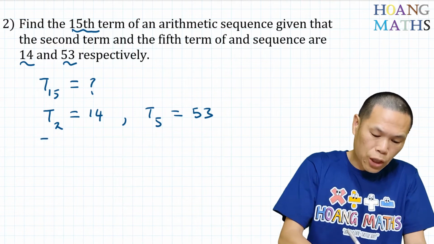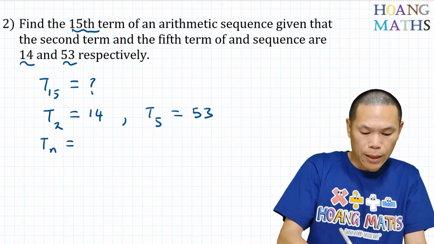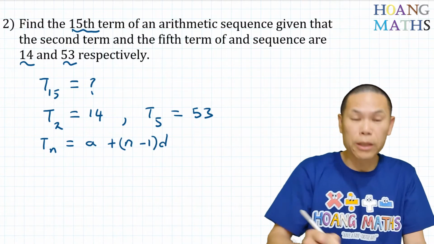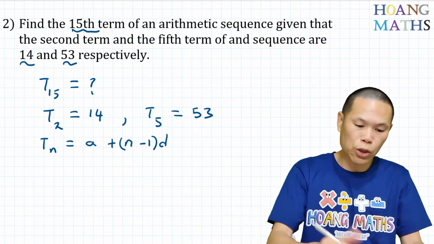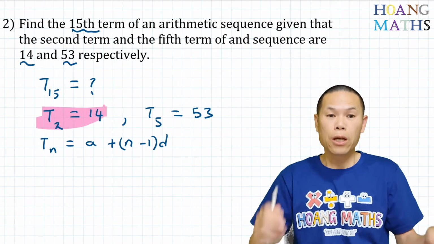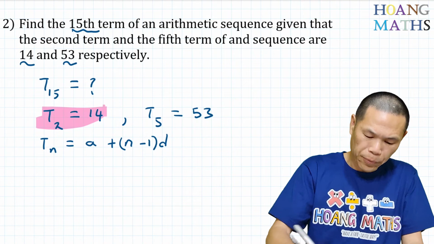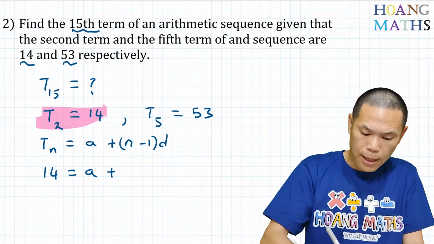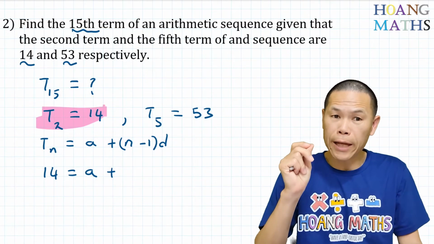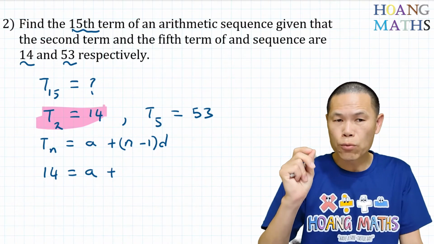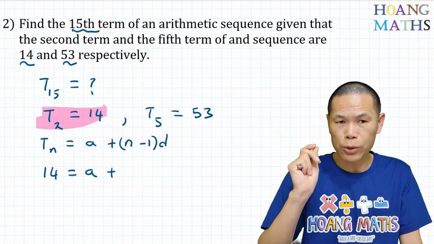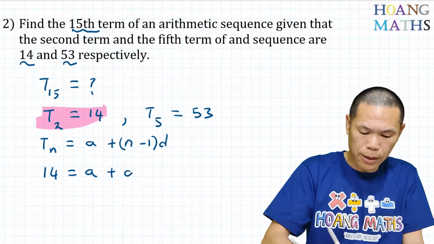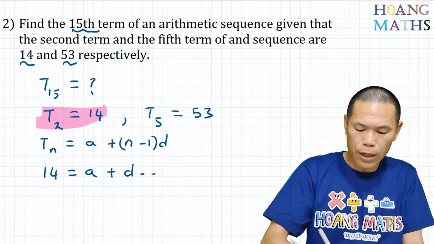So we know that the general rule for this is Tn is a plus n minus 1 times the common difference. Now we use term 2 equal to 14, substituting that into the formula. 14 is equal to a plus n minus 1, but n is 2. So 2 minus 1 is 1, because it is term 2, the second term. 1 times d is d. So now we have one equation.